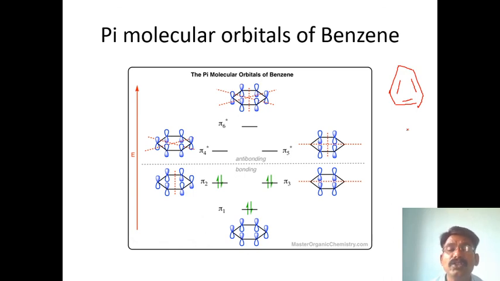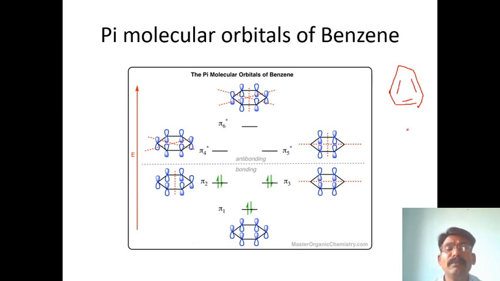In the pi 1 level, all are bonding electrons, there is no anti-bonding, so completely bonding. Whereas in the pi 2 level and pi 3 level, one anti-bonding is there, meaning one node is present, and the remaining are all bonding electrons. Whereas in pi star 4 and pi star 5, there are 2 nodes, so 2 anti-bondings in each. Pi star 4 has 2 anti-bonding, pi star 5 also has 2 anti-bonding electrons. The remaining are bonding electrons.